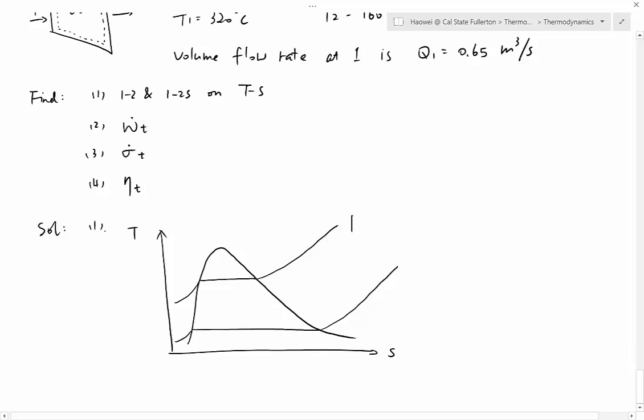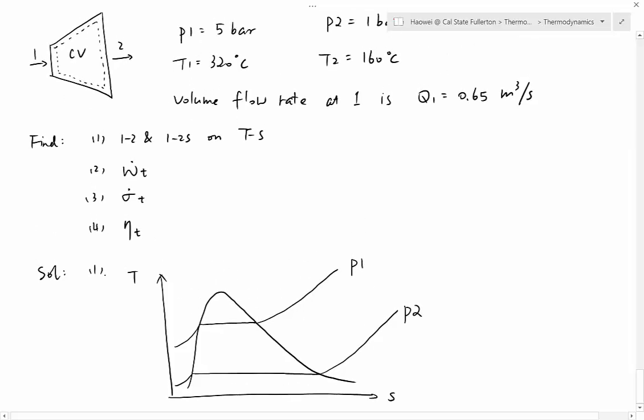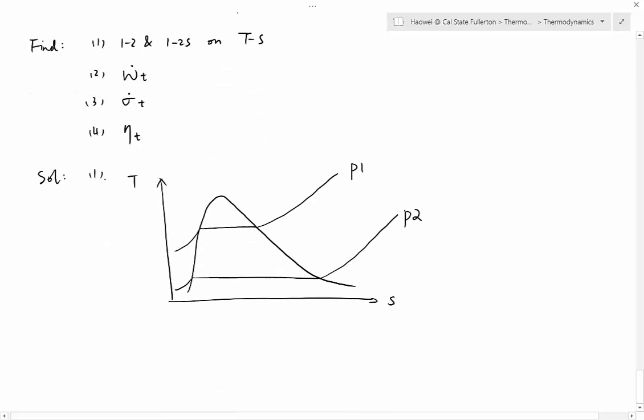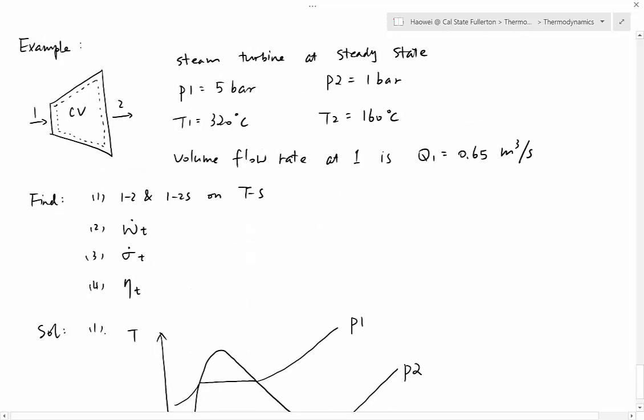So this one must be P1, the bottom one must be P2, because P1 is higher. P1 is 5 bar, P2 is 1 bar, so P1 must be on top because of the rule, which is the higher this line is, the higher the pressure it represents. Okay, so now what we're going to do is to locate point number 1. And again, when you locate a point, essentially you're asking yourself, what is the phase of this point? So what is the phase of point 1?